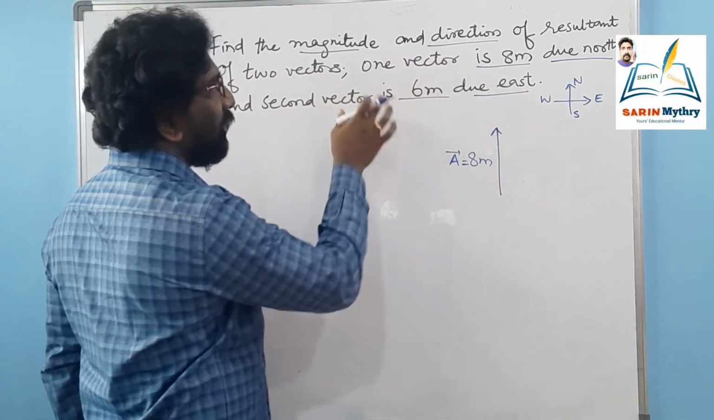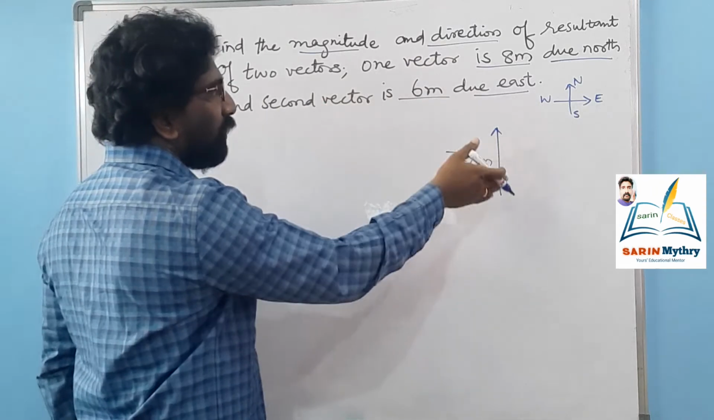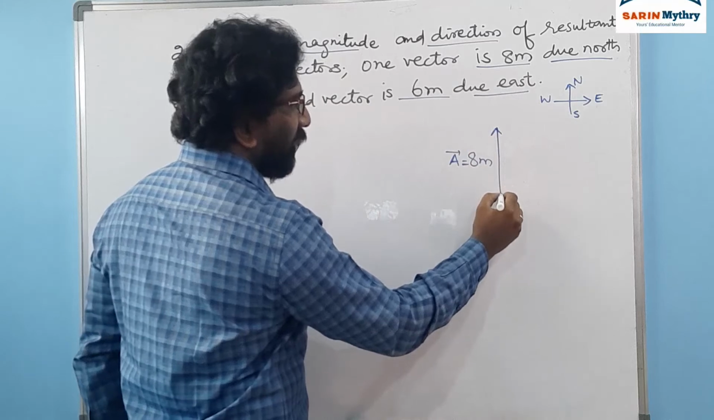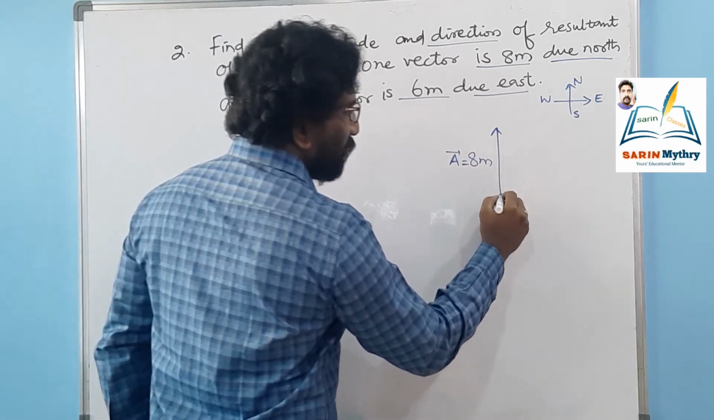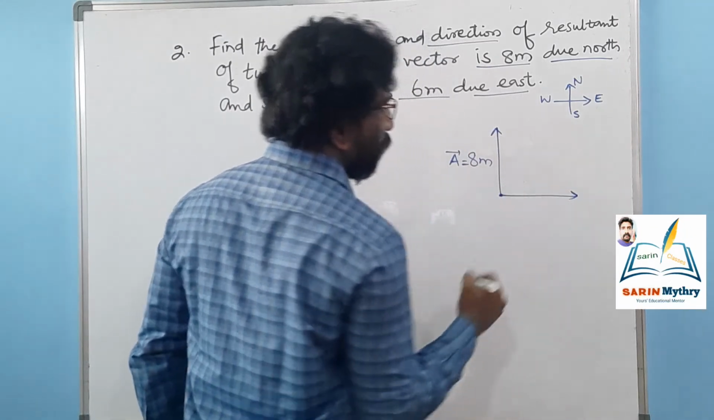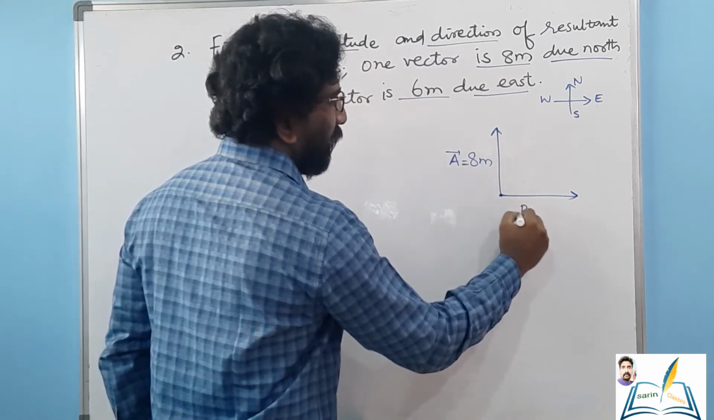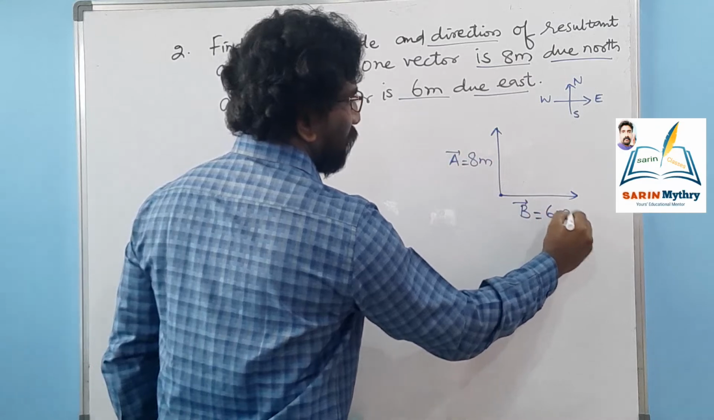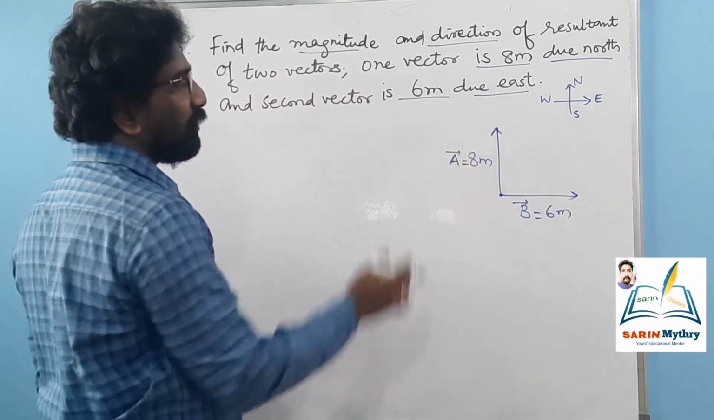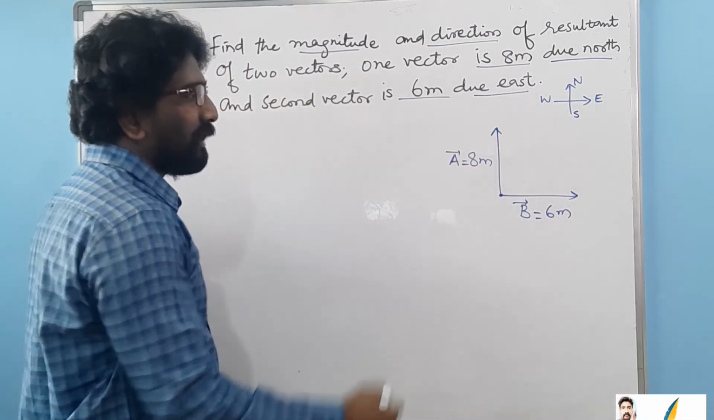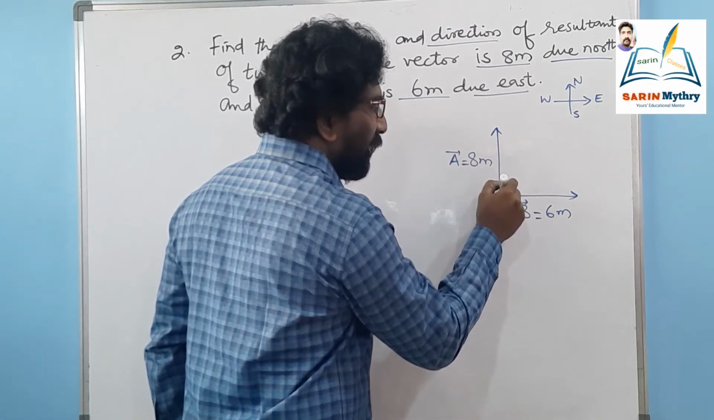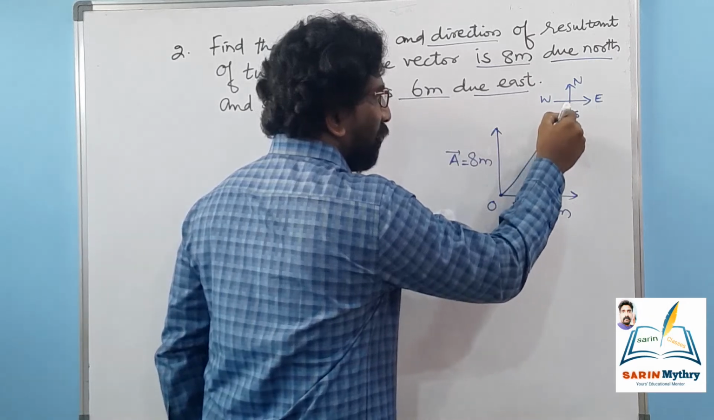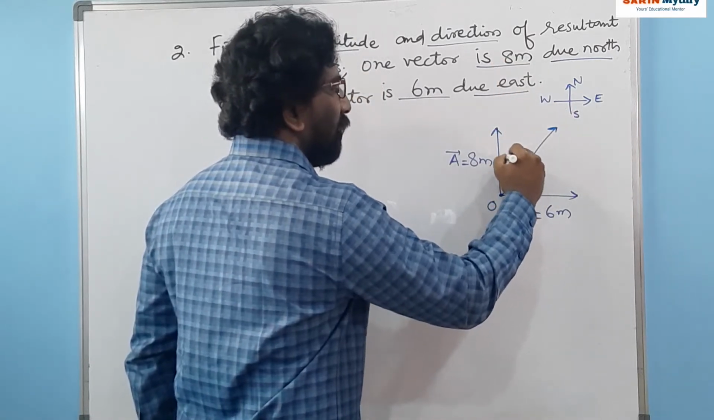Now if I need to find out the resultant vector, both these vectors are connected. So in order to join the second vector, I need to join it here. So now this becomes vector B. Both are in different directions. So now it is 6 meters. If this is the case of my two vectors, then the resultant vector will originate from the common point in this direction. So this will be my resultant vector R.